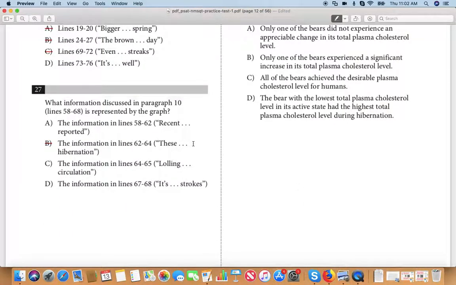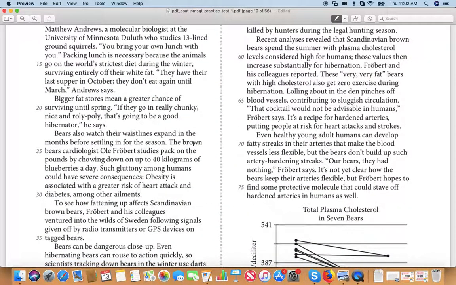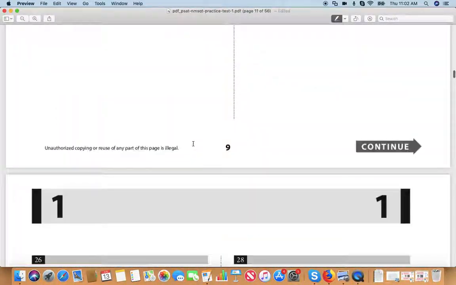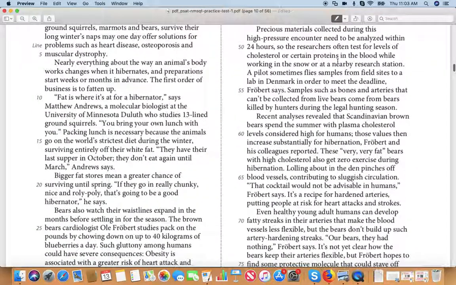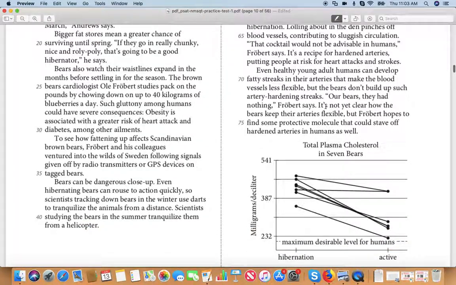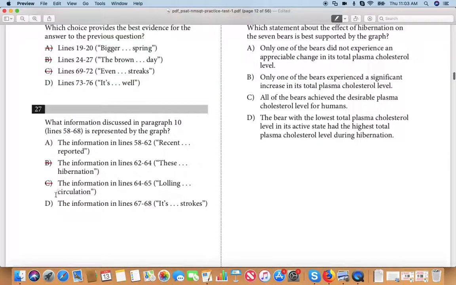What about C? That's lines 64 through 65. Lolling about in the den pinches off blood vessels, contributing to sluggish circulation. Okay, is that represented in the graph? No, this is so easy. This is not even close. Try answer choice D, line 67. It's a recipe for hardened arteries, putting people at risk for heart attacks and strokes. Is that information represented in the graph? No, it's not, whatsoever. So it's choice A. That's pretty easy.